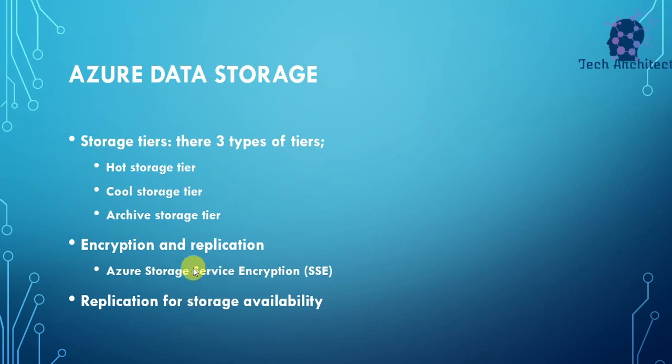Encryption and replication. Storage Service Encryption, SSE, encrypts the data before storing it and decrypts the data before retrieving it. Encryption and decryption are transparent. Client-side encryption is where the data is already encrypted by the client libraries. Then there is replication for storage availability. Azure provides regional and geographical replication to protect your data against natural disasters and other local disasters.